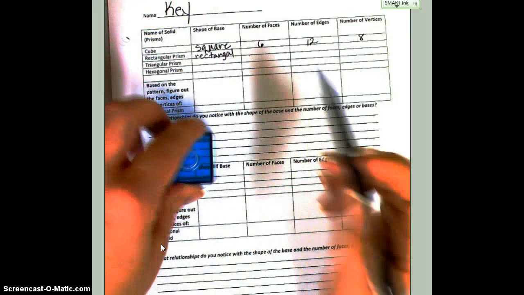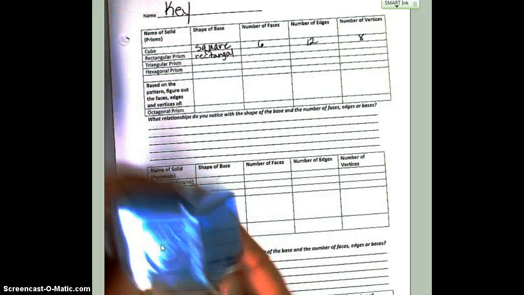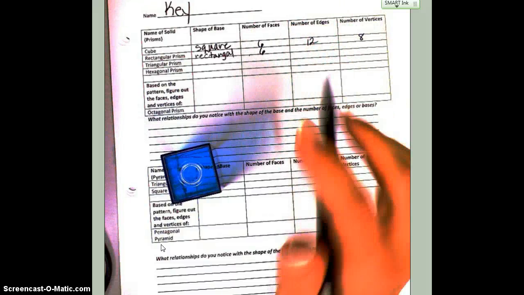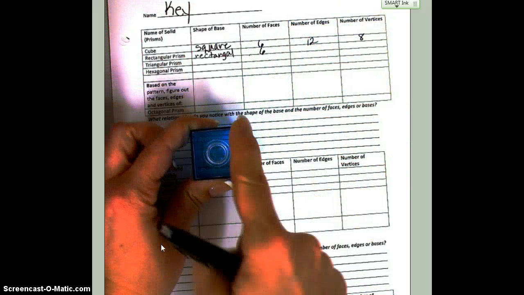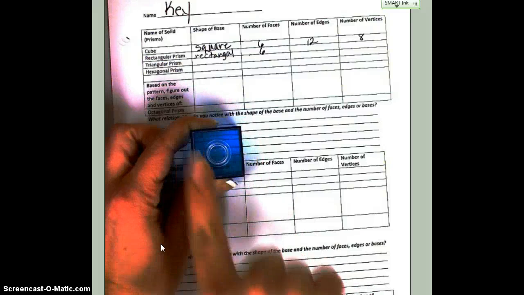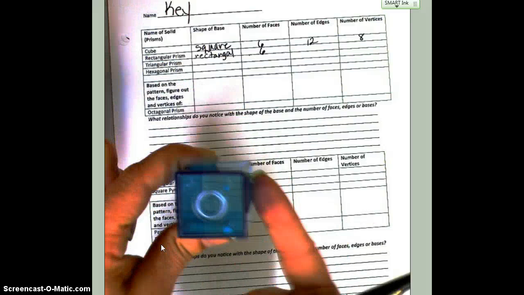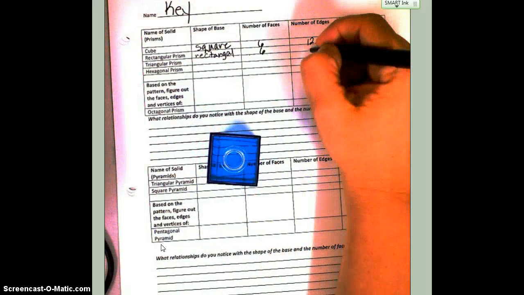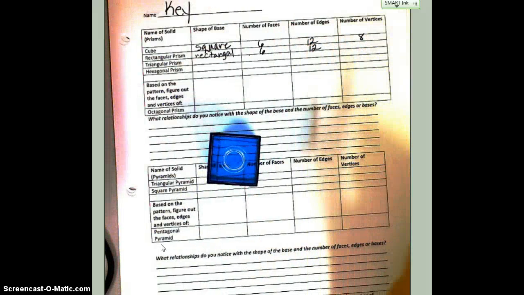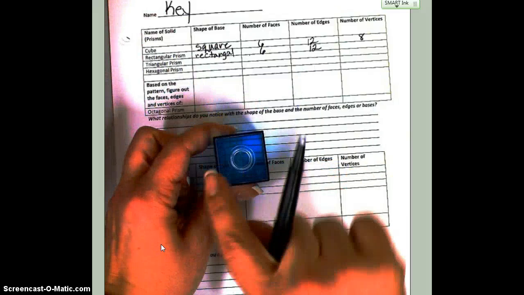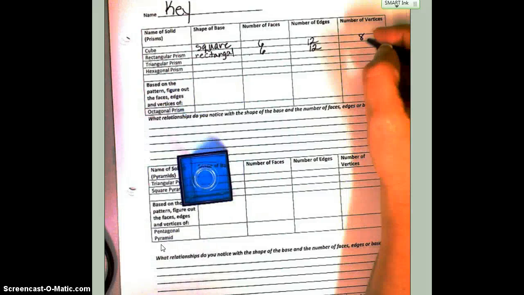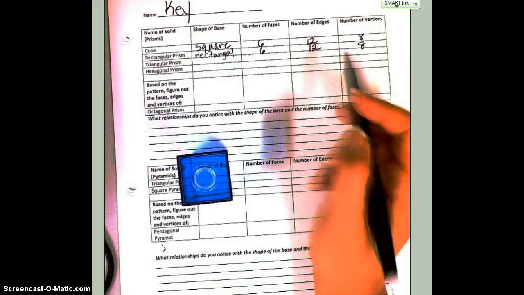Number of faces. We've got 1, 2, 3, 4, plus our base, 5, 6, just like we talked about before. And then number of edges, think of stepping off a curb, 1, 2, 3, 4, 5, 6, 7, 8, and then our sides, 9, 10, 11, 12, 12 again. And then number of vertices, points, 1, 2, 3, 4, 5, 6, 7, 8. We've got 8 again. Boy, look, our numbers are the same.